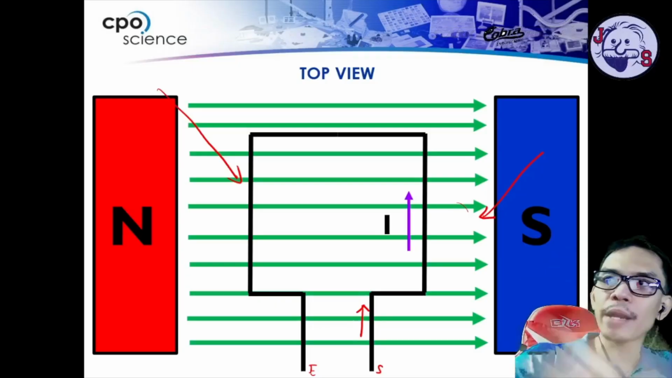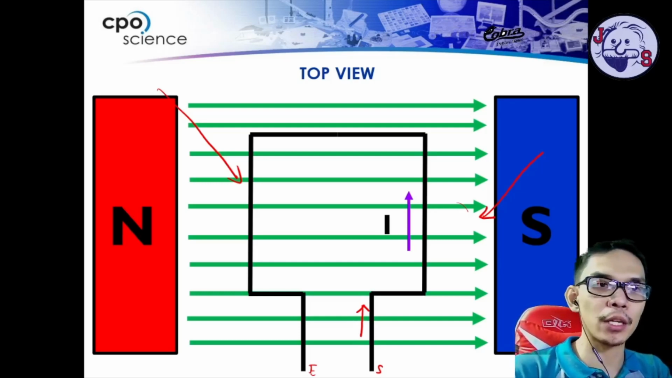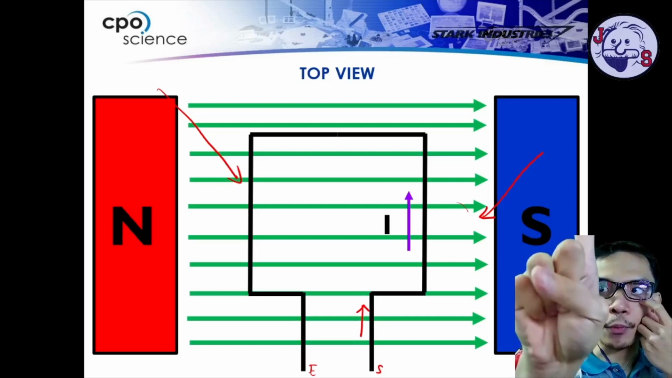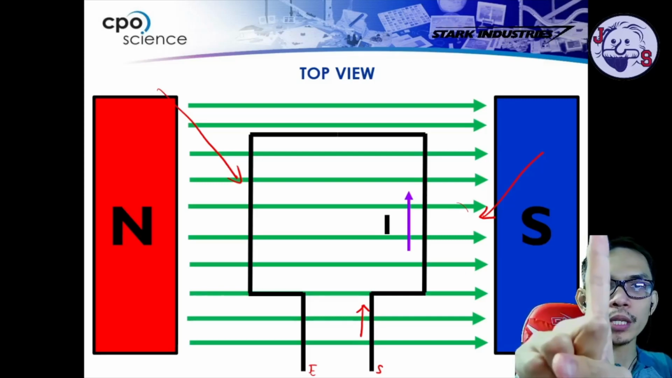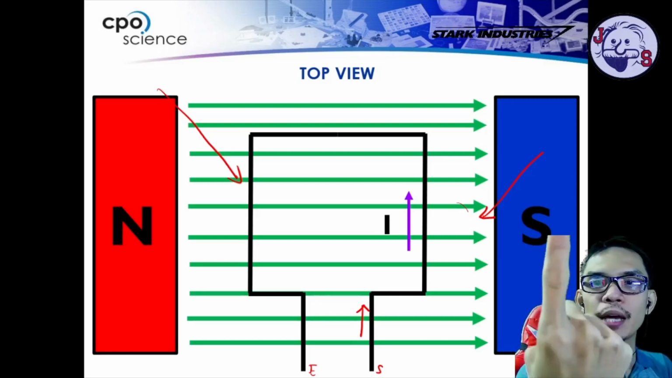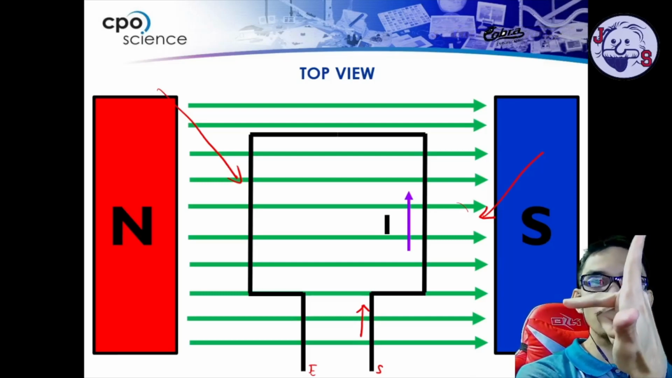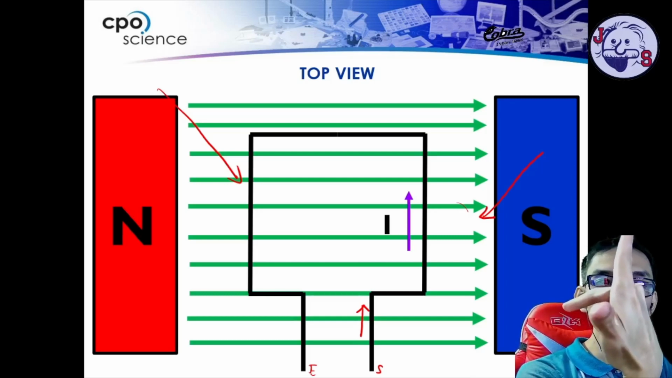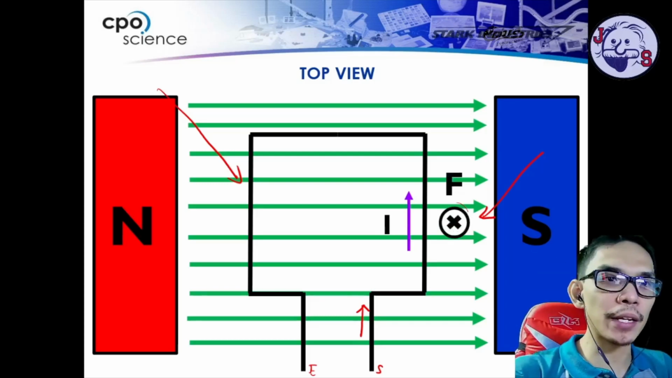What is the direction of force on that particular side of the wire? We have current going upward. We twist our right hand to the side where the magnetic field goes. The magnetic force is going towards the screen. So based on our second right hand rule, the force is going towards the screen.